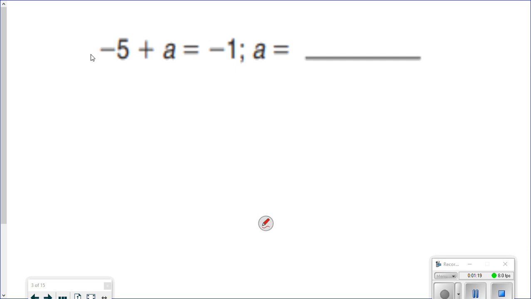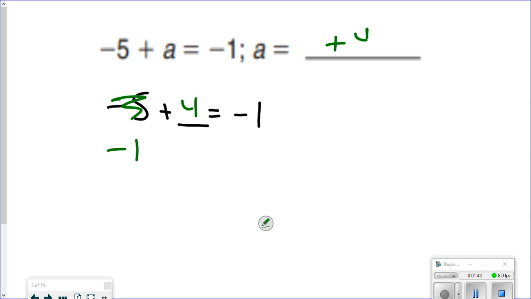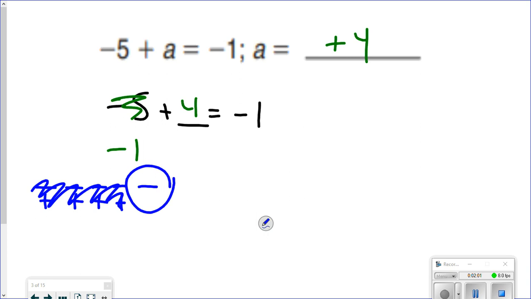Negative 5 plus a blank equals negative 1. So I have a negative 5 here, plus a number equals a negative 1. What would I have to add to the negative 5 to get to negative 1? Well, let's think about it. If I add a positive 4, that means I would have to take 4 away from here, so I'm left with negative 1. So a positive 4. I'm going to draw this out just so you see it as well. If I have 5 negatives, 1, 2, 3, 4, 5, and 4 positives, 1, 2, 3, 4, these cancel each other, which means I'm left with 1 negative left over.